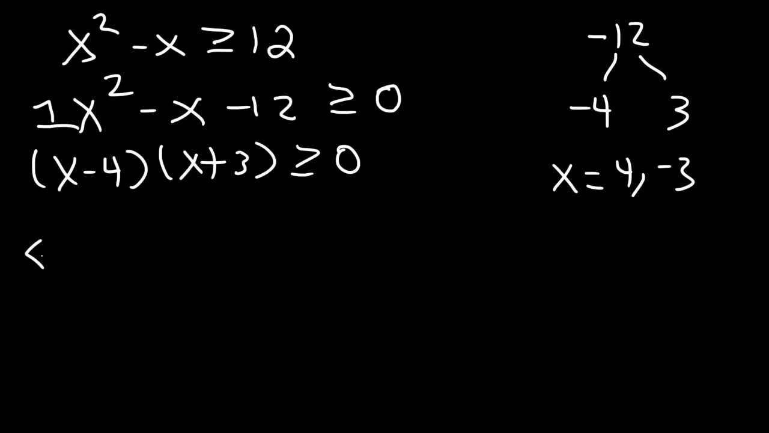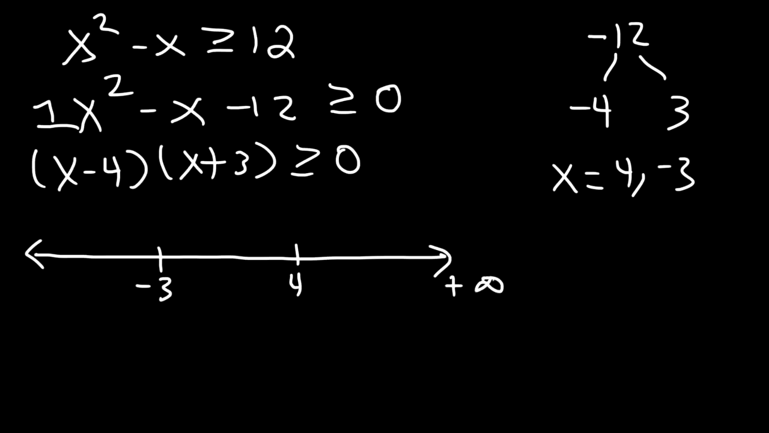Now, we need a number line in order to get the right answer. So we have -3 on the left and 4 on the right. At the end, on the right side, we have positive infinity and negative infinity on the left. Since the solution includes 4 and -3, I'm going to put a closed circle at those points. If it doesn't include those points, you need to write an open circle.